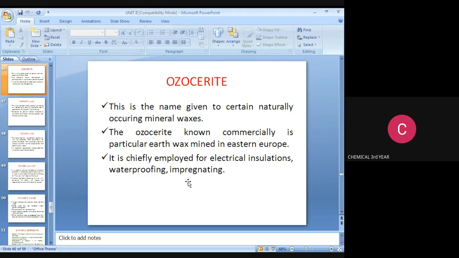The ozocerite is known commercially as earth wax, mined in Eastern Europe. It is chiefly employed for electrical insulation and waterproofing. Where are ozocerite waxes used? It is employed for electrical insulation, waterproofing, and impregnating. These are the uses of ozocerite. Students, listen and note it down.